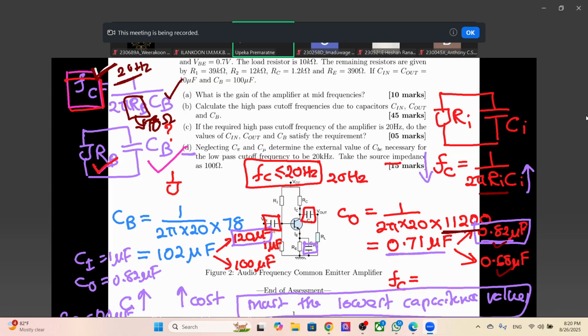So the question is, why do we not go for the lower value, but we go for the higher value here too? For the student who asked that question, here, the answer that we get is 102 microfarads. That means we can either go for 100 microfarads or 120 microfarads. Out of those two, we go for the higher value. Is that clear?